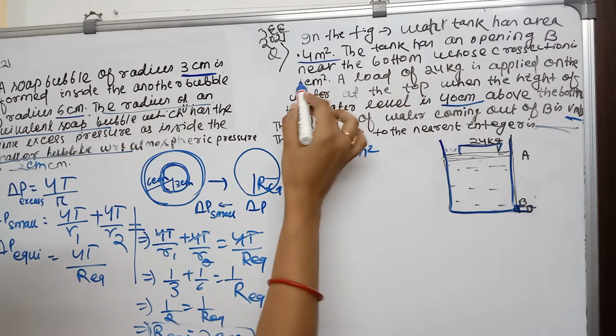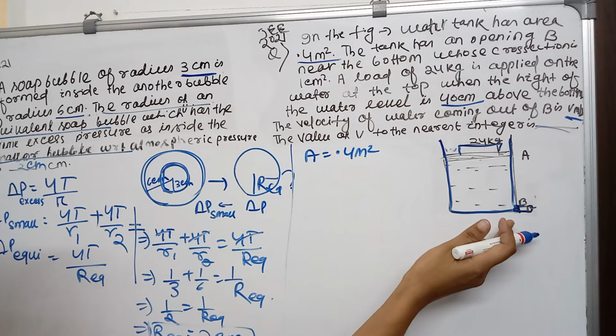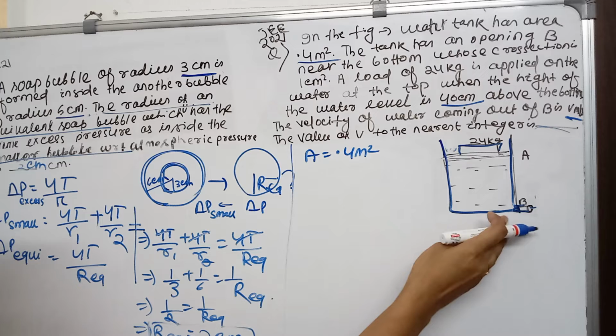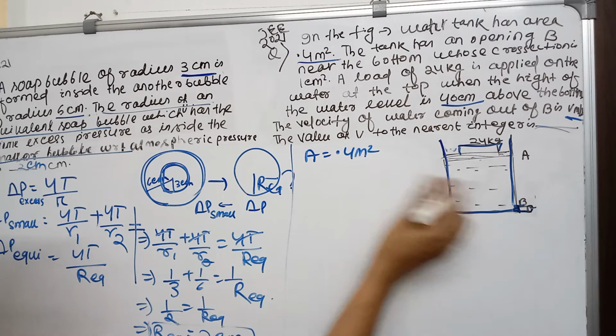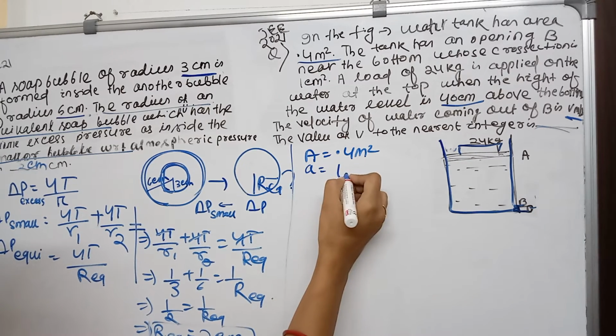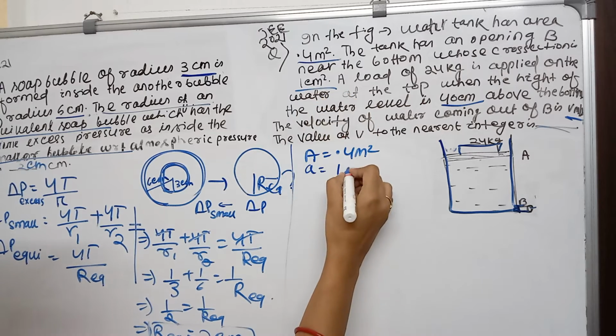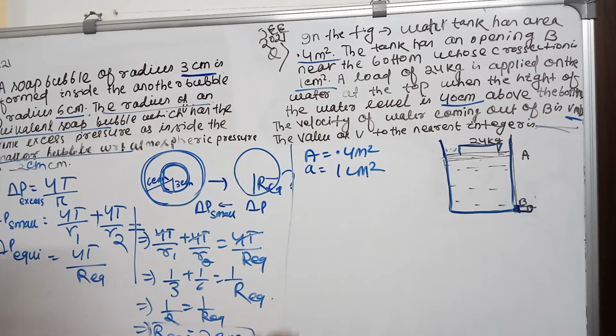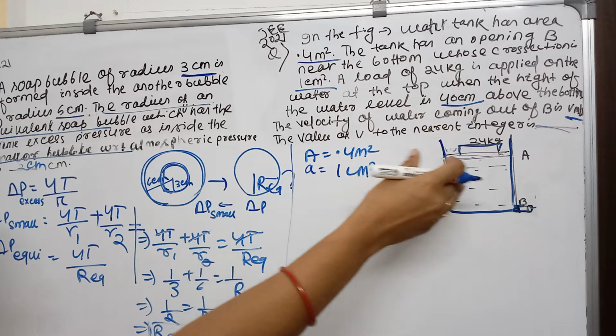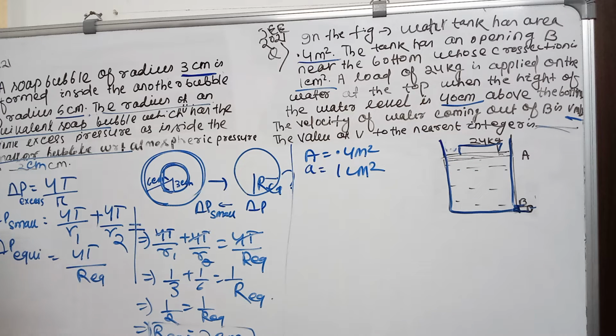The tank has an opening B near the bottom whose cross section is 1 centimeter square. Now again at the bottom there is an opening B and its area of cross section is 1 centimeter square. So here the area is 0.4 meter square, here the area is 1 centimeter square.